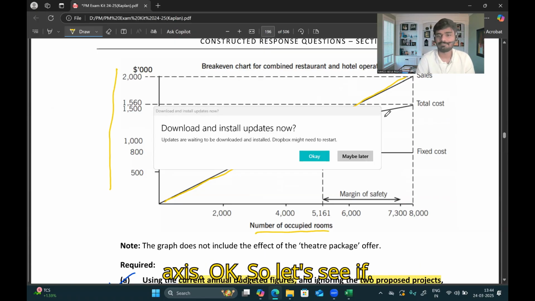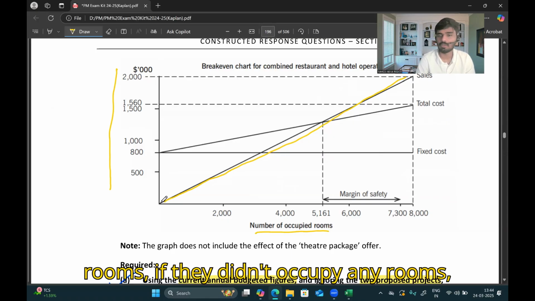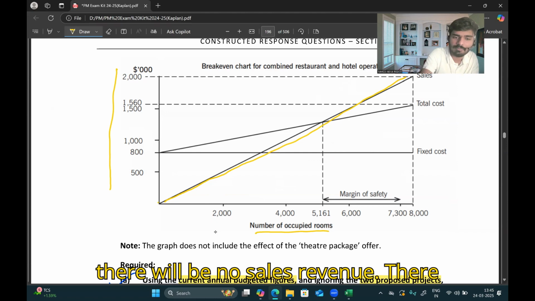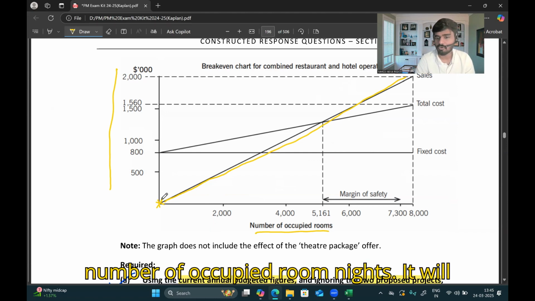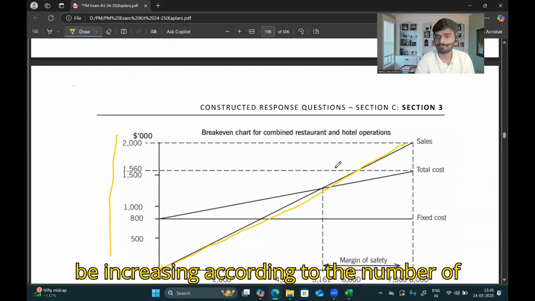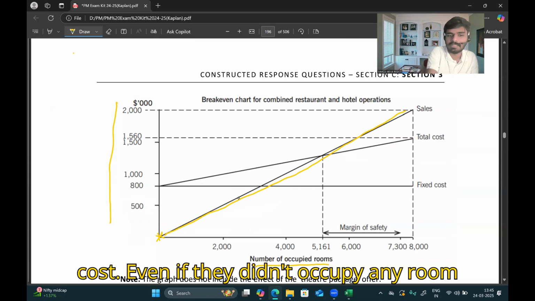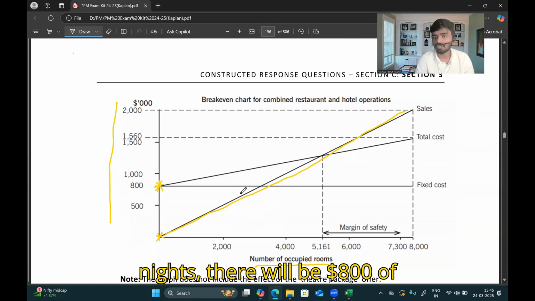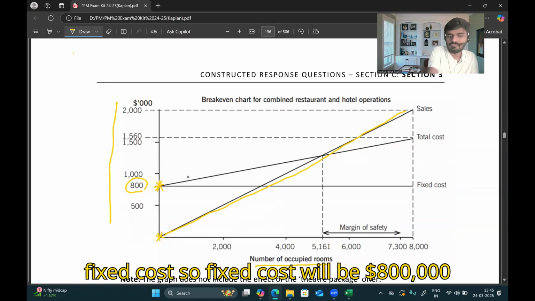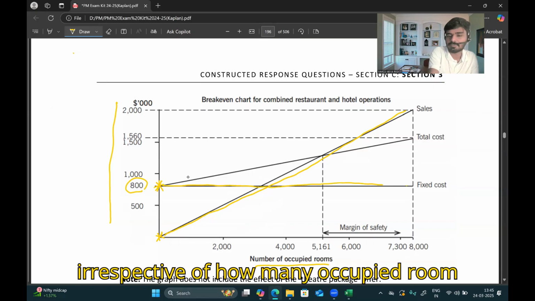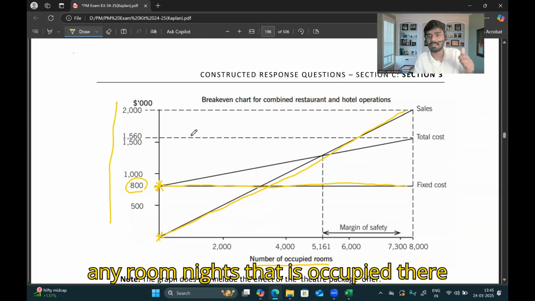If they didn't occupy any rooms, there will be no sales revenue. The sales revenue will increase according to the number of occupied room nights. Then see the fixed cost. Even if they didn't occupy any room nights, there will be $800,000 of fixed cost. So fixed cost will be $800,000 irrespective of how many room nights are occupied.